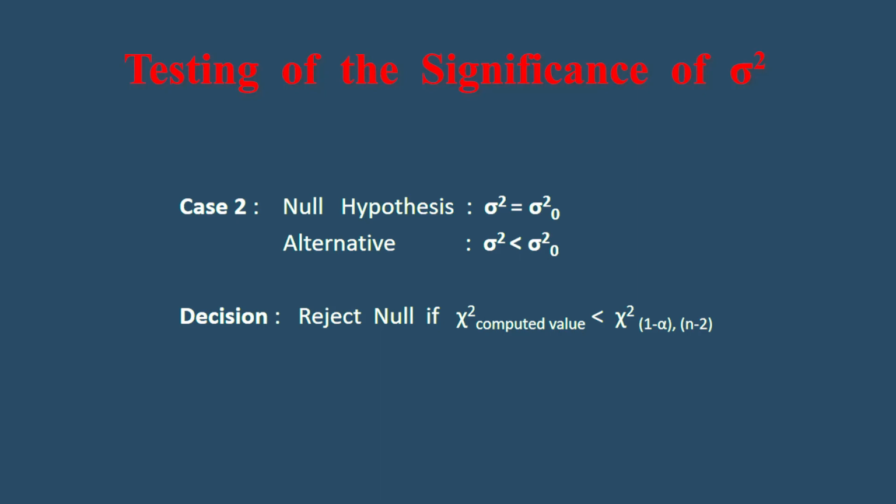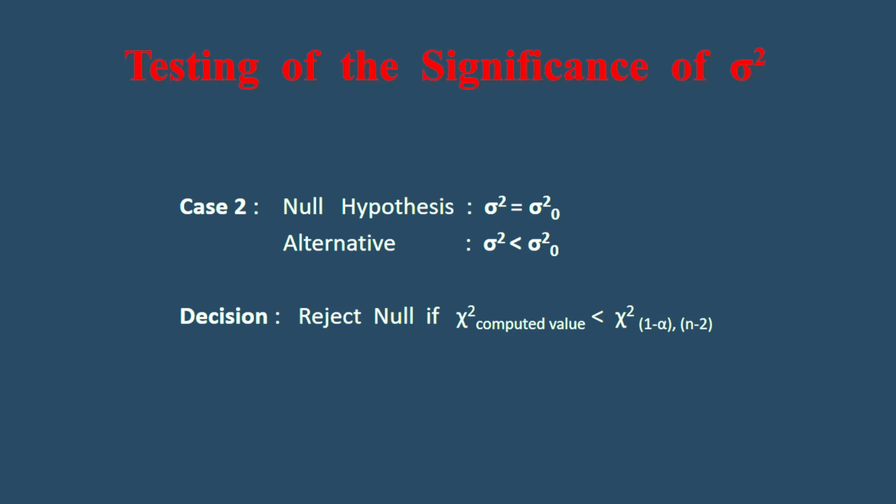Secondly, it's not alpha, it's 1 minus alpha, because the sum of the probability is equal to 1, and since it's not a symmetric distribution, we cannot do alpha by 2. We want to take 1 minus alpha, and that is what is considered as the level of significance. And n minus 2 is, as usual, the degrees of freedom. So in this particular decision rule, we can see that the computed value of the chi-square happens to be less than the table value of the chi-square at 1 minus alpha and n minus 2.